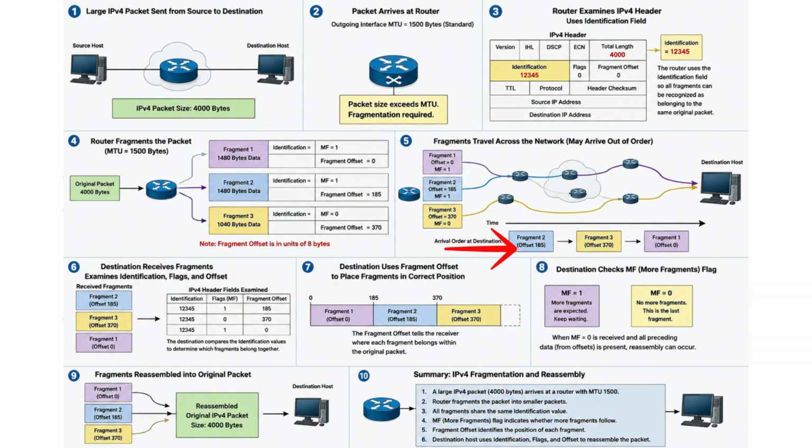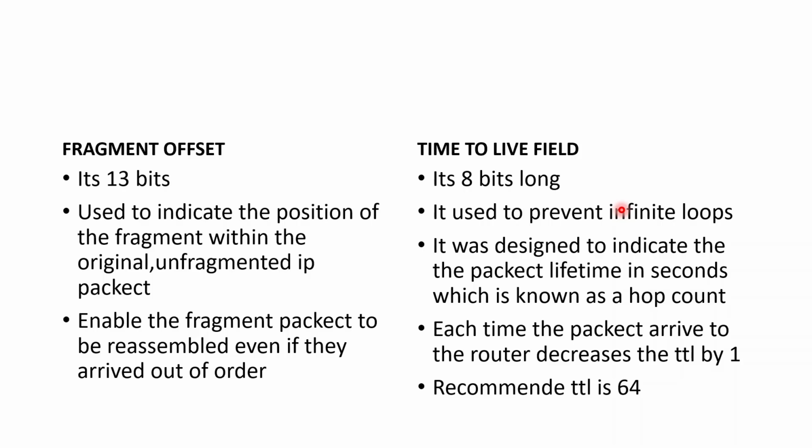So the next field is the time to live field. It is 8 bits long. It is used to prevent infinite loops over the internet. It was designed to indicate the packet lifetime in seconds, which is known as a hop count. And each time the packet passes through a router, the router decreases the TTL value by 1. And the most recommended TTL value is 64.